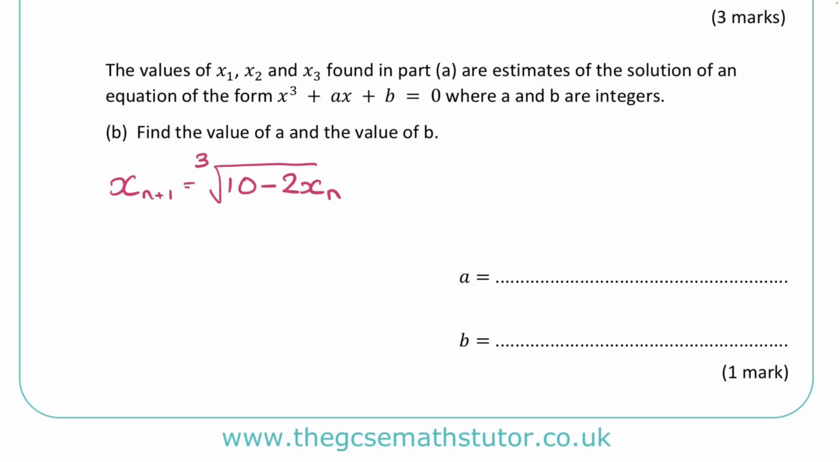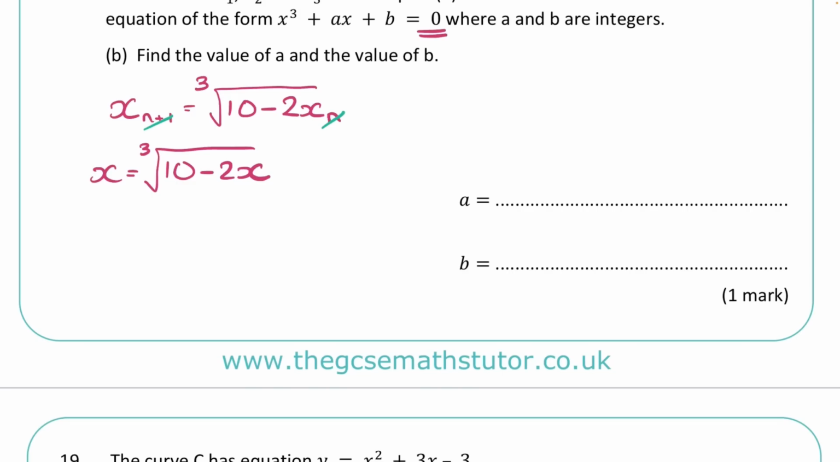Now, when we are rearranging this back into the original equation that it was, I'm going to first remove these little letter parts down below. So I'm going to rewrite the equation. It's x is equal to the cube root of 10 minus 2x. Now, all I actually want to do is make it equal to 0. As soon as it's equal to 0, it's going to look like that equation above. So the first thing to do is I need to cube both sides of the equation.